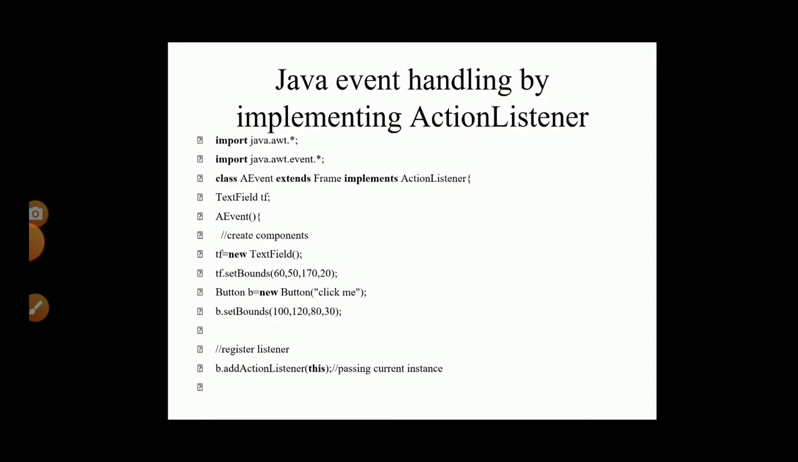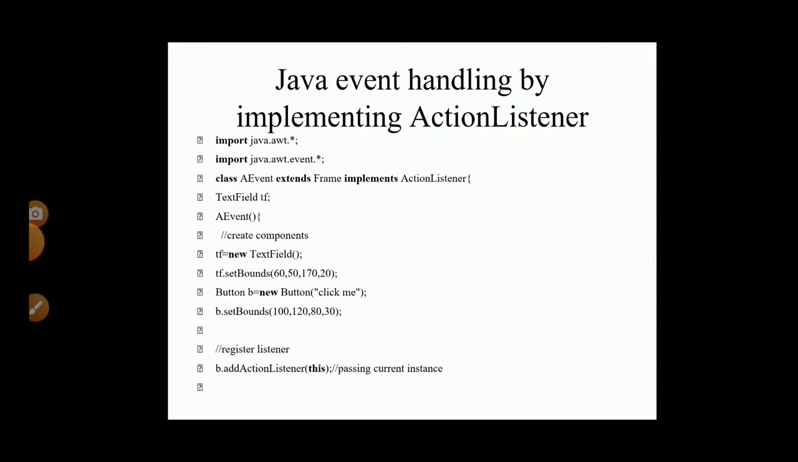This is an example program for an ActionListener. In this program, you are going to create a text field and you are going to create a button. Next, you are going to implement the ActionListener for that button. When you click the button, what happens? A welcome message appears in the text field. This is the output of this program.